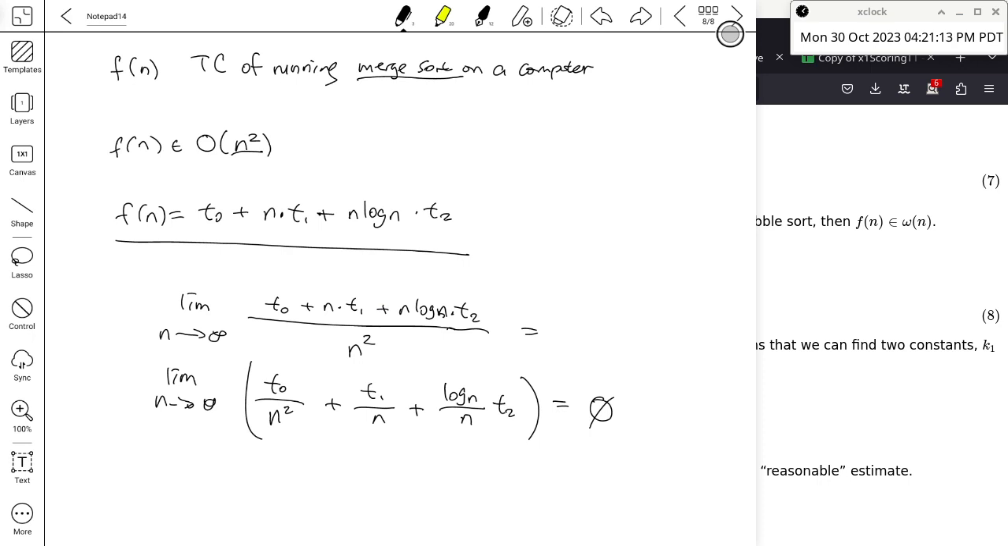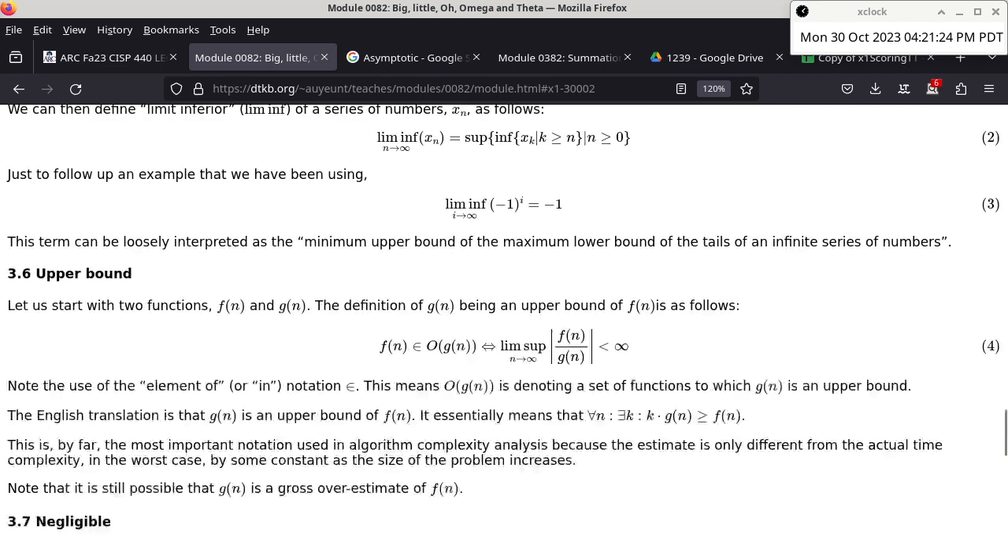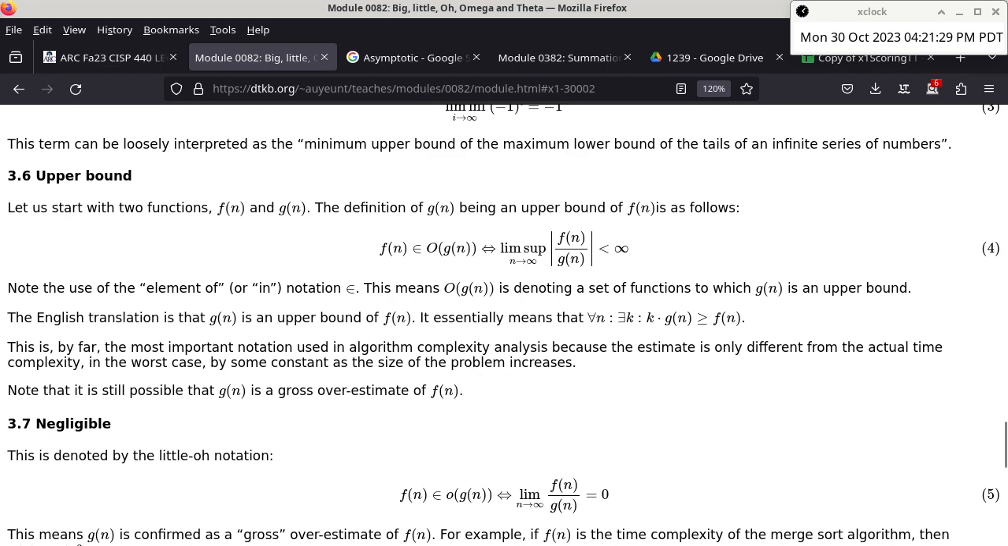But how do we answer the question? We do not just guess. We do not use the meaning of the English words to infer the answer. We look up the definition. So we go back to how we define upper bound. Okay, blah, blah, blah, upper bound. We just went past it.